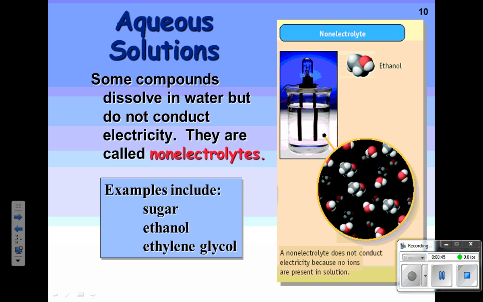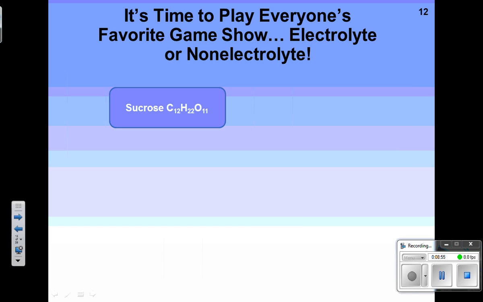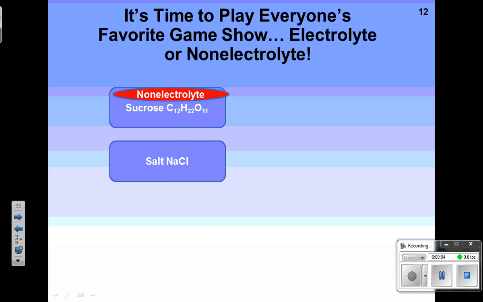Okay, so it's time to play everyone's favorite game show: electrolyte or non-electrolyte? Non-electrolyte. Yay, okay. What about this one? Because it's a sugar. If it's a sugar, anything that starts with a carbon or has carbon stuff, that's a big hint. They won't separate.